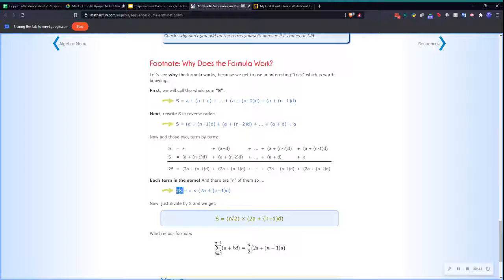But we want to find s by itself, not 2s. So that means we just divide by 2 to get the actual formula, which is down here. Here it is better formatted right here. All right. Are there any questions about this slide or this proof? You just need the formula. You don't have to memorize how the proof works.